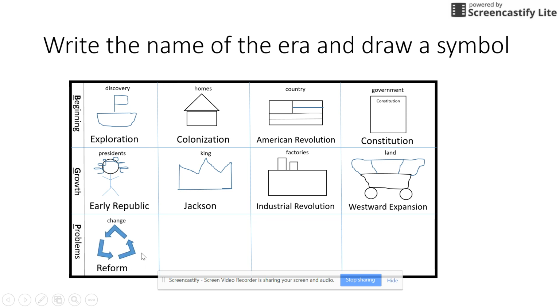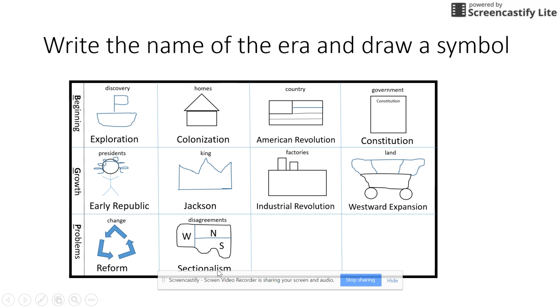And then we get problems. The Reform era was about Americans wanting change, and the main change that we wanted was no more slavery. The recycling sign in my mind represents change. You're changing something from what it was to something new and supposed to be better. That's why I chose the recycling sign.